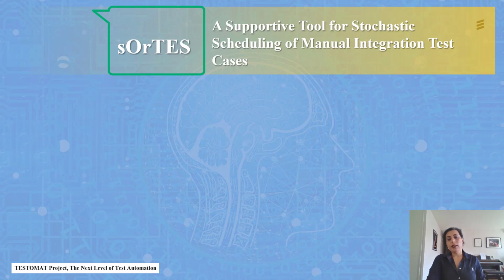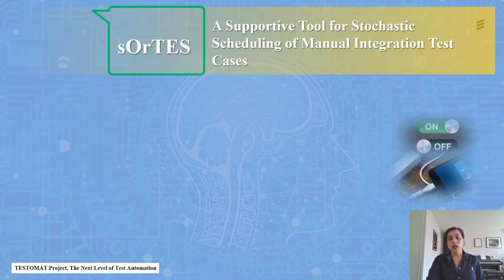The second tool that I'm going to present is called Sortis, which is a supportive tool for stochastic scheduling of manual integration test cases. Sortis is designed considering a critical criterion for test optimization purposes, especially at the integration testing level, which is the dependencies between test cases.